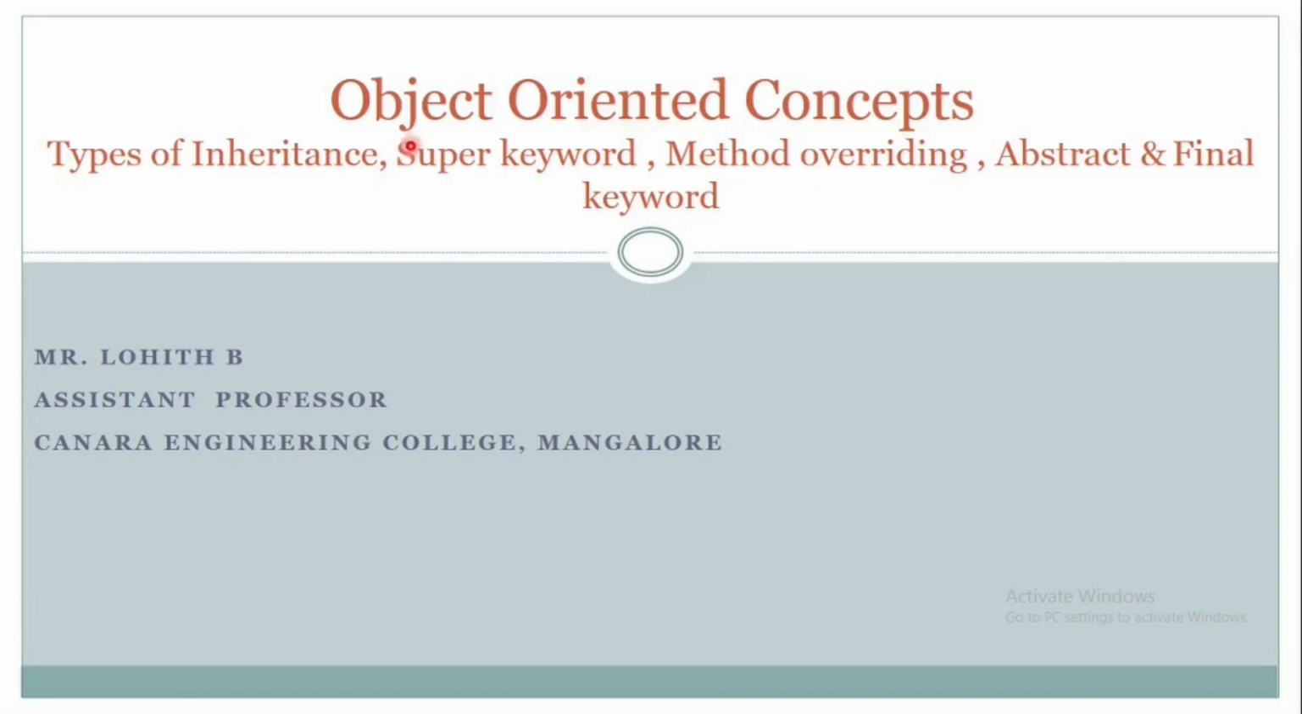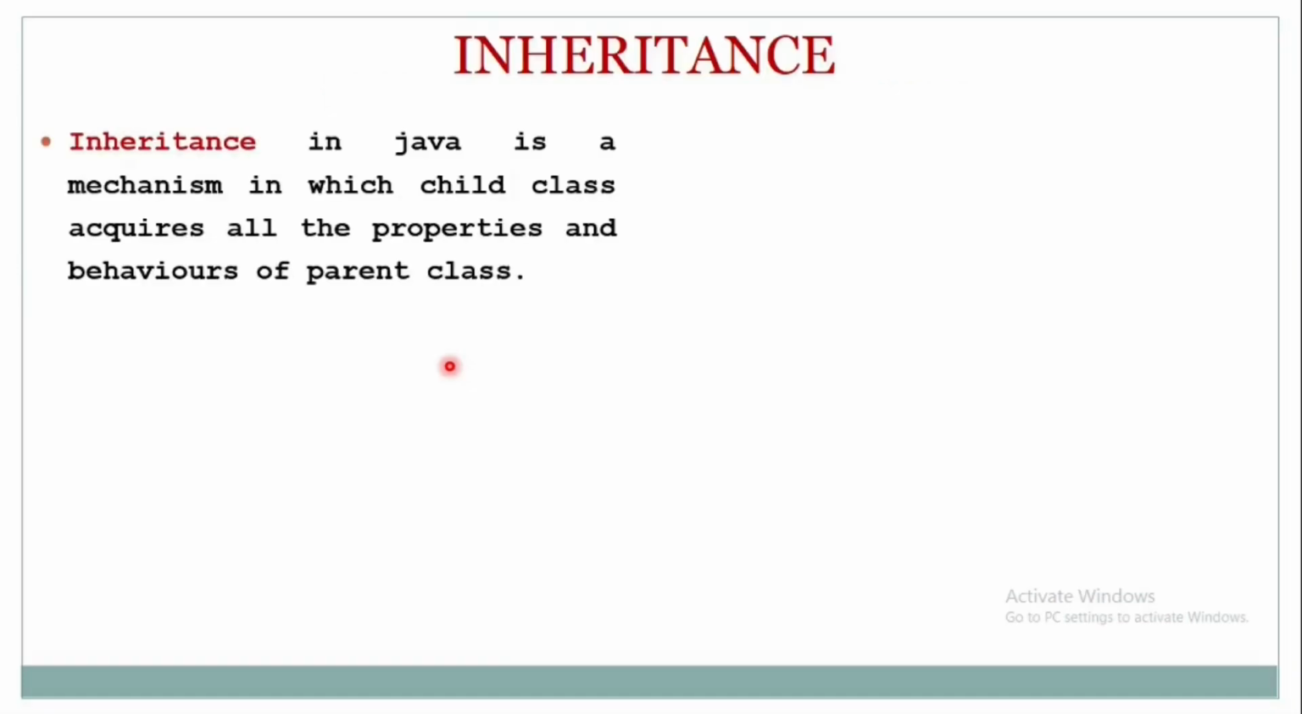Welcome to the tutorial session on object-oriented concepts. In this video, we'll learn about the types of inheritance, super keyword, method overriding, abstract, and final keyword. Now let us understand about inheritance.